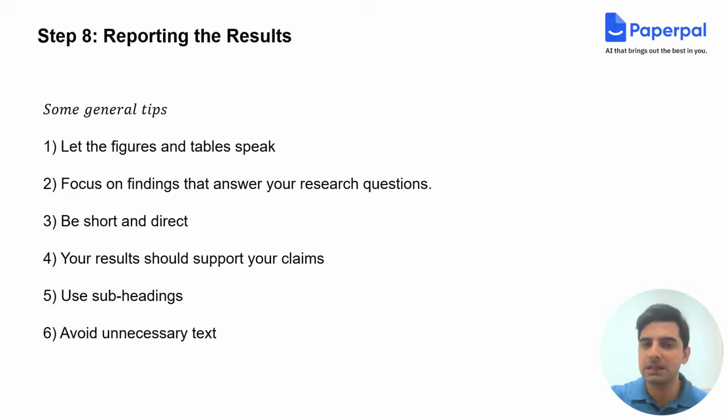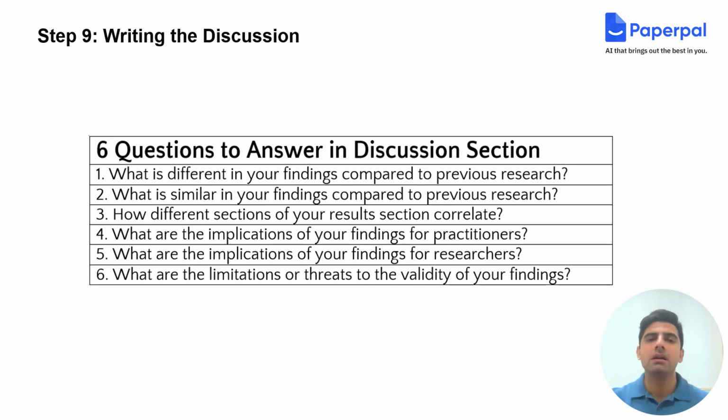And again, the same point: do not be someone who is just filling out the text without conveying any significant meaning. The discussion section of a research paper, as I mentioned, is the trickiest and most difficult part to write. Now, generally what I do is I try to look for these 6 answers in a discussion section.